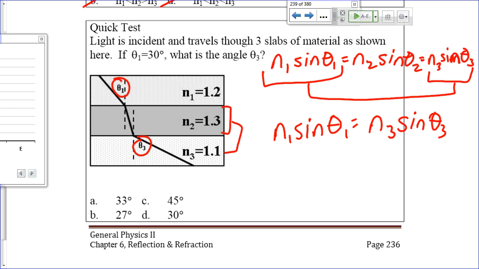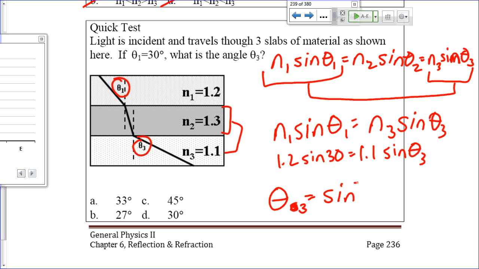And so that's going to be n1, which was 1.2, sine of 30 equals 1.1 sine of theta 3. So theta 3 equals the inverse sine of 0.6 over 1.1. What does that equal? Nobody's telling me. What is it? Okay, so A is the right answer? A is right? Alright, so 33 degrees.